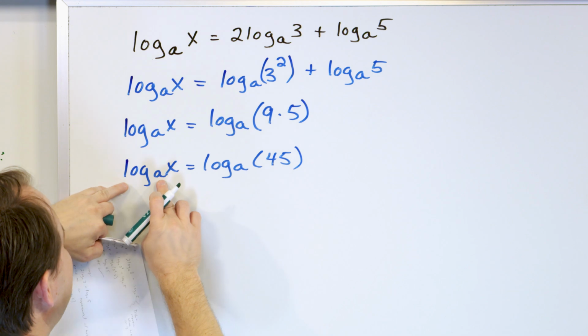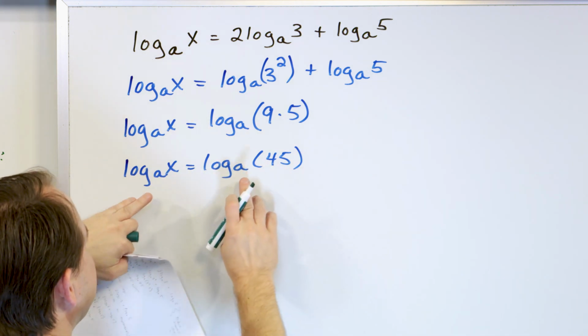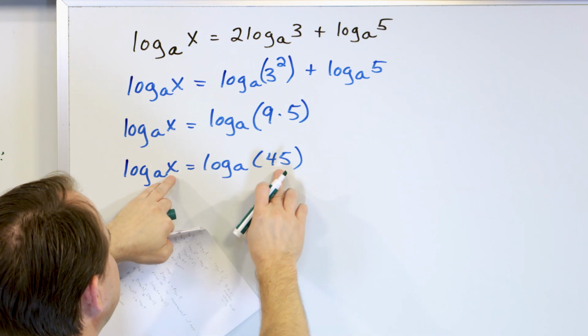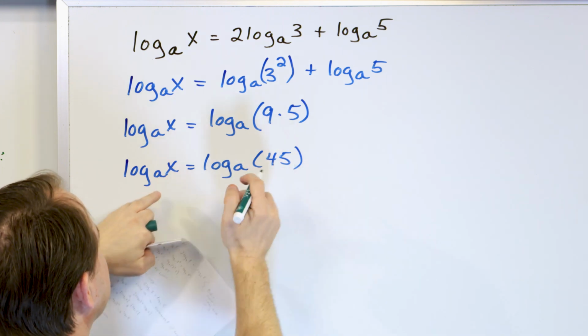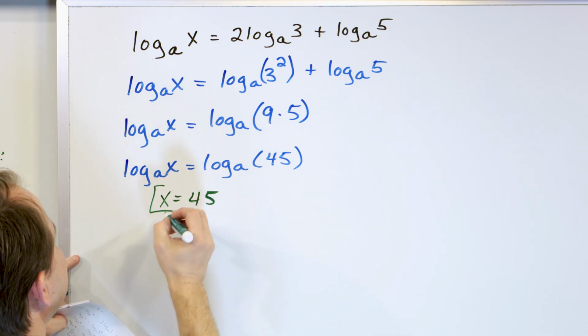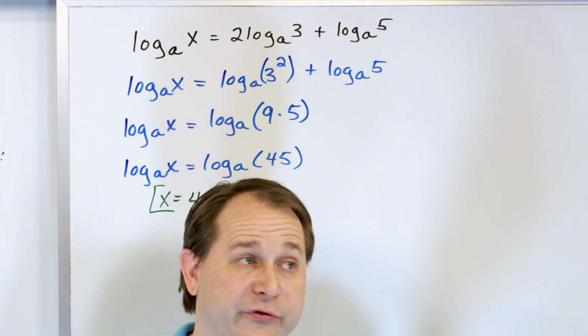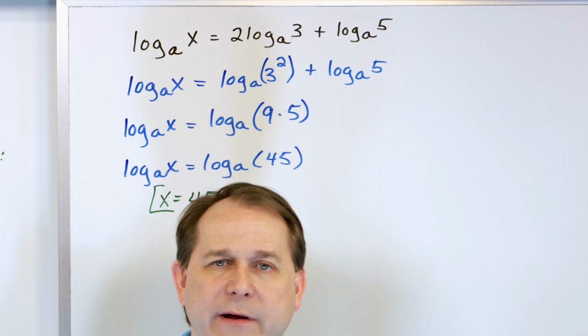I have a base a logarithm on the left and a base a logarithm on the right. It's the same exact logarithm, same exact base. So the only difference between the two is what x is, and it has to be equal to 45. And that's how you write the answer now. I got it into a position where everything else was the same, so that x had to be equal to what I can read off on the right-hand side of the equation, right?